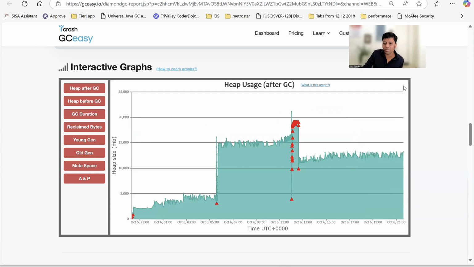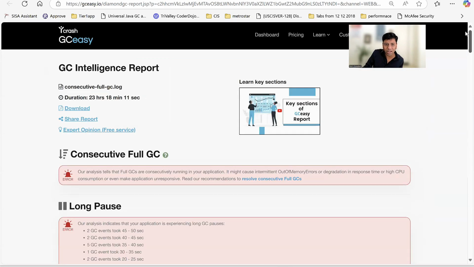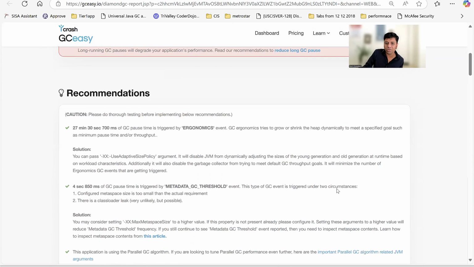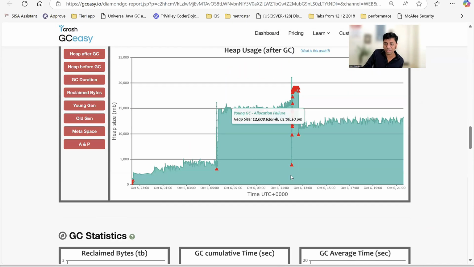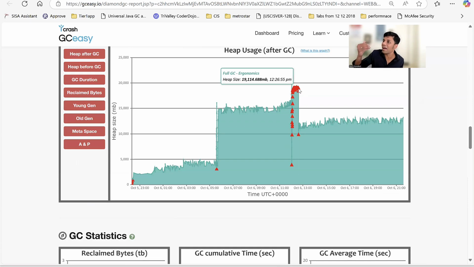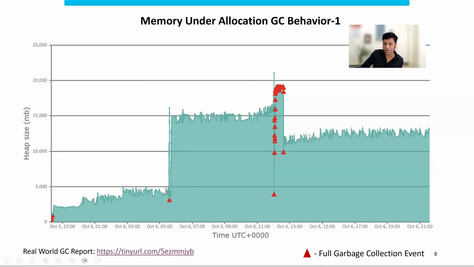So friends, when your memory is under-allocated, you are going to see this kind of consecutive full GCs running in your application. It's called consecutive full GCs. And when this kind of thing happens, at the very top, the tool displays this warning. It says consecutive full GCs are running. Examine this problem. So when your memory is under-allocated, you're going to see this kind of pattern. The GCs are going to keep on running and memory will not be able to recover. And because the GCs are running consecutively, your response time is going to slow down when your memory is under-allocated. So this is pattern number one.